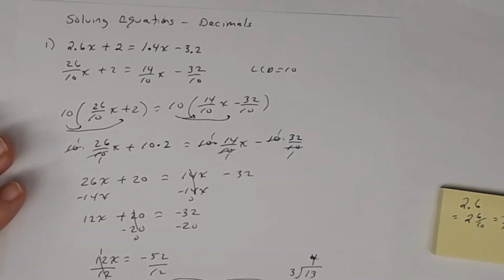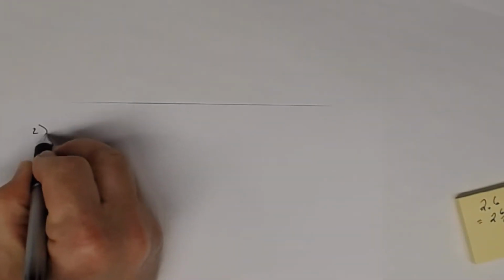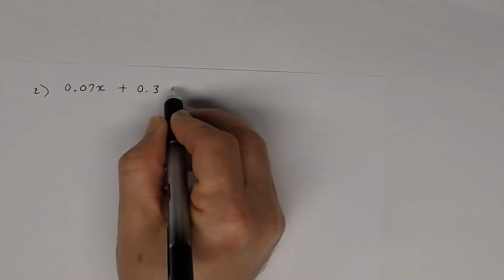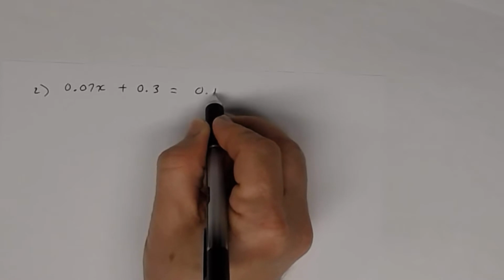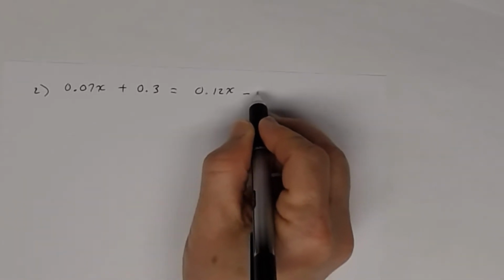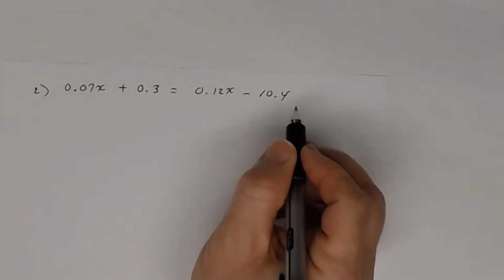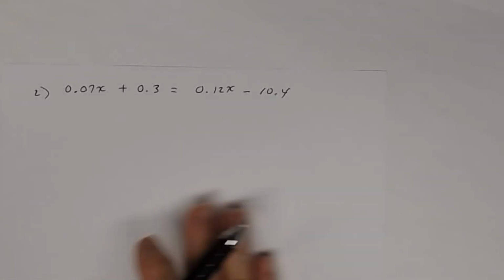All right, so let's look at another one. So this is going to be number 2. All right, so number 2, we have this. So we have 0.07x plus 0.3 equal 0.12x minus 10.4. All right, so notice I read it as point, right?